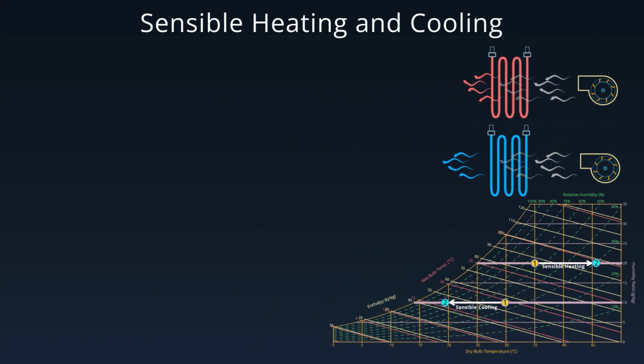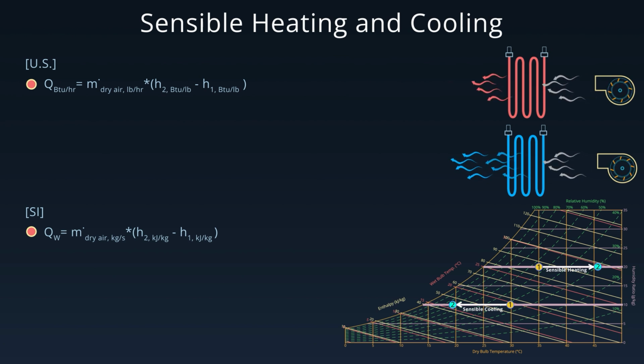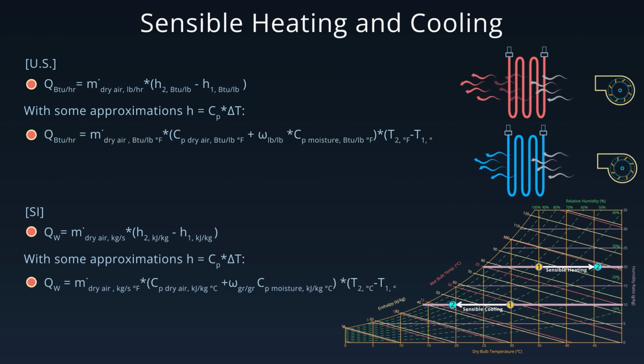We calculate the amount of heat transfer with this equation. Q equals mass flow rate multiplied by change in specific enthalpy. And with some approximations, which we will not go into here, we can express enthalpy as Cp times delta T, leading to a second simplified version of the equation.